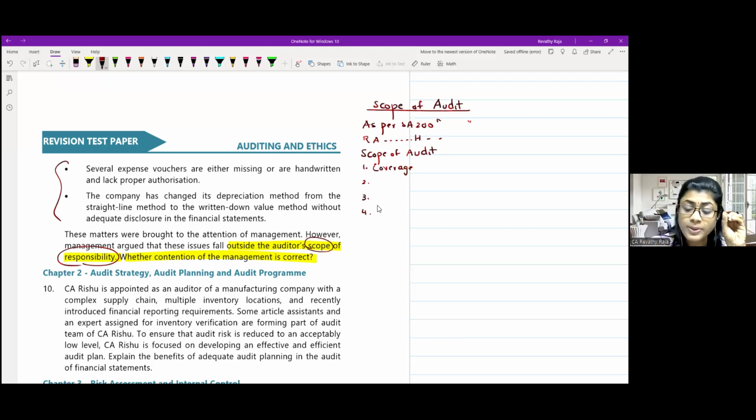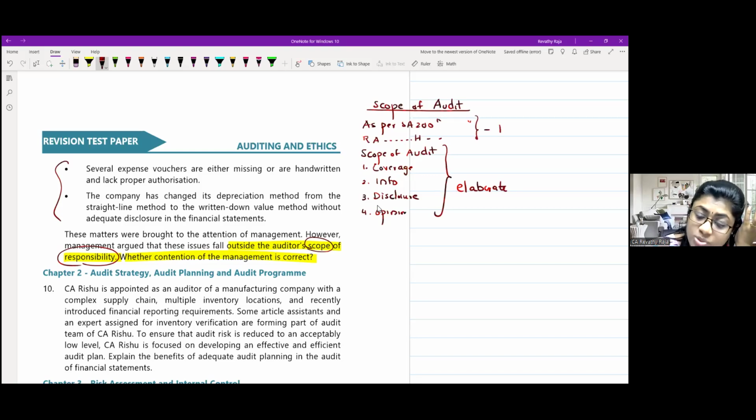Coverage of all aspects. Then relevant and sufficient reliable information, evidence, then adequate disclosures, and finally expressing the opinion. Now guys, this is the part where you have to elaborate. The introduction is only one sentence. Here you will elaborate. After this elaboration, you write, it's like a conclusion.